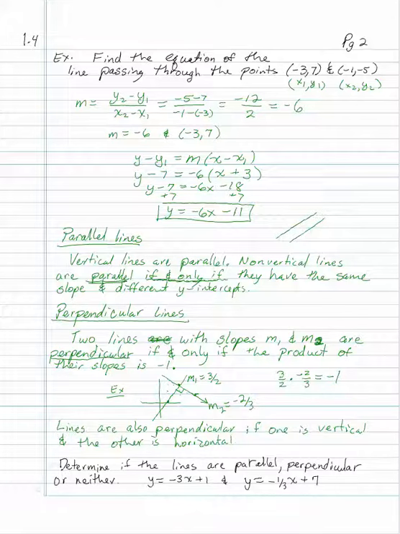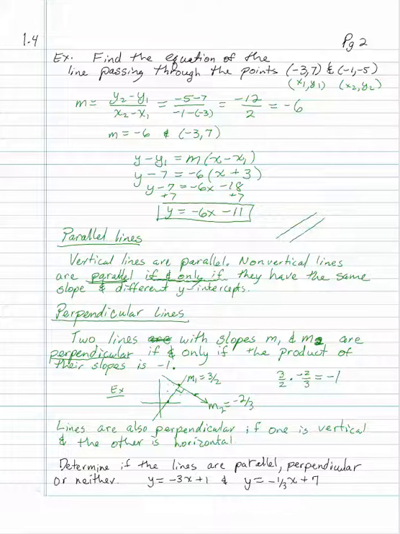Okay, so we have to treat the horizontal and vertical line separately, because if the horizontal line's slope is 0, 0 times anything is 0, so that would cause a problem. And then the vertical line, there isn't any slope, it's undefined. So that causes a problem too. So again, we just talked about it separately. So if you have one vertical line and one horizontal line, they're perpendicular.